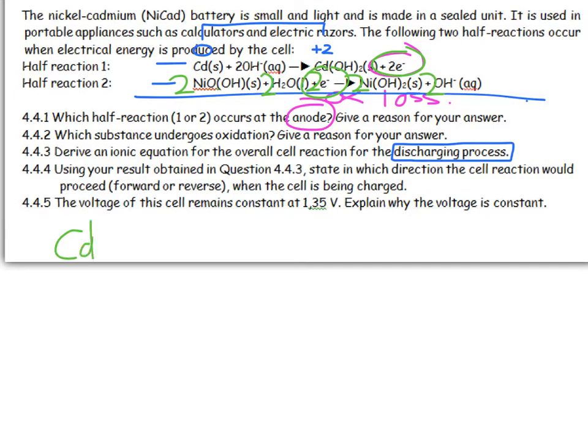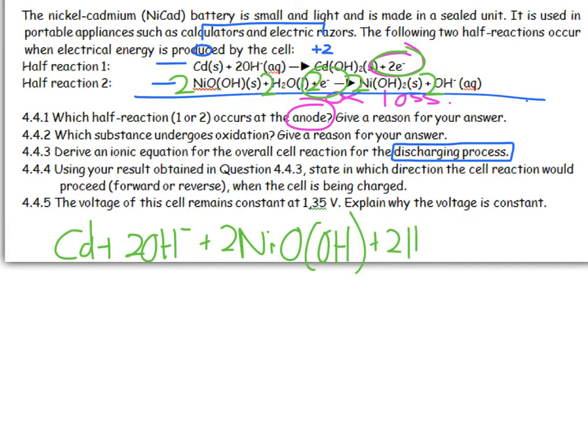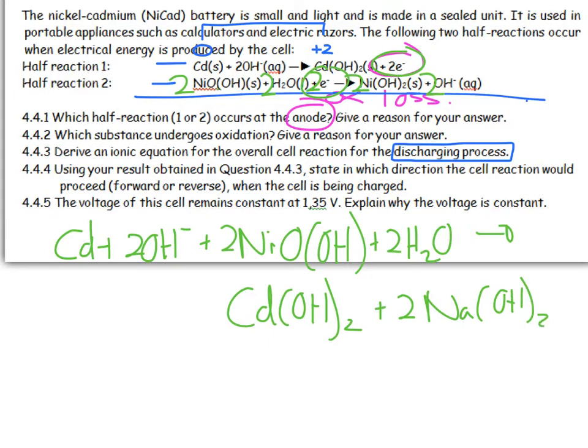So it's cadmium on the left, plus 2 OH minus on the left, plus 2 nickel oxide hydroxide on the left, plus 2 H2O, all on the left. Going to the right, we've got Cd(OH)2, plus 2 Ni(OH)2, plus 2 OH minuses, and the good news is I can cancel those 2 OH minuses on either side, and obviously I could have cancelled the 2 electrons, which I did as I was going along.